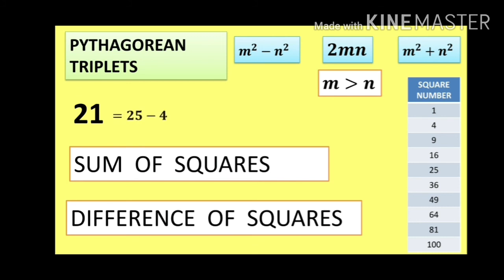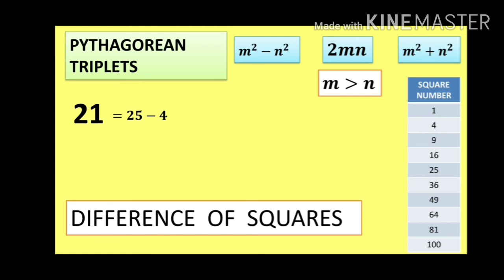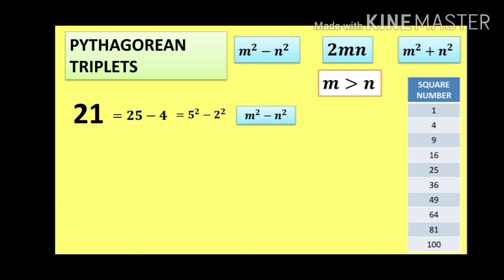Here we can see that from the square number list, 25 minus 4, if we do, we'll get 21. So 25 minus 4 means you are doing the difference of the squares. We are subtracting the squares and getting 21. So 25 is the square of 5 and 4 is the square of 2. Now 5 squared minus 2 squared can be compared with m squared minus n squared, because we are finding the difference of the squares. So difference of the squares means it is m squared minus n squared. So using this one, we will find m and n.